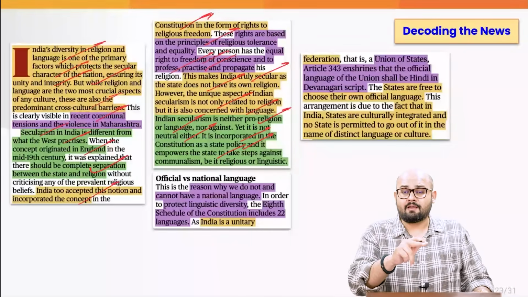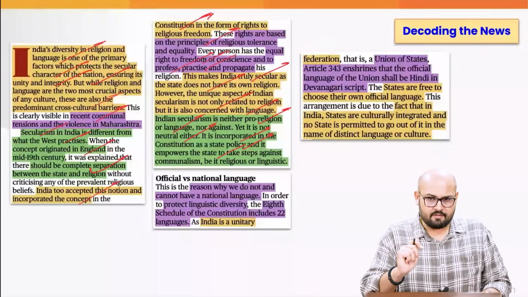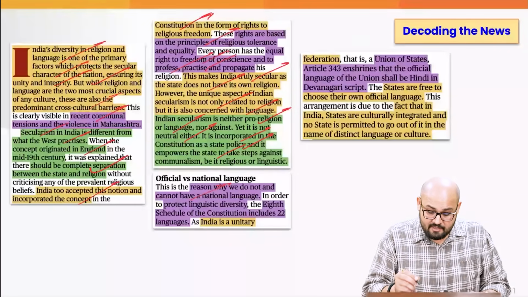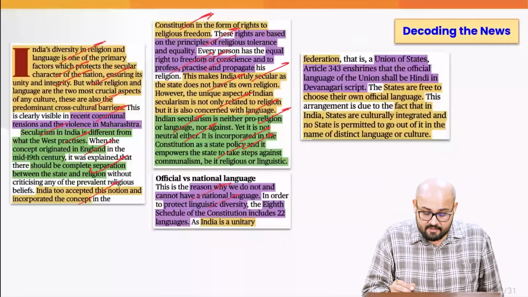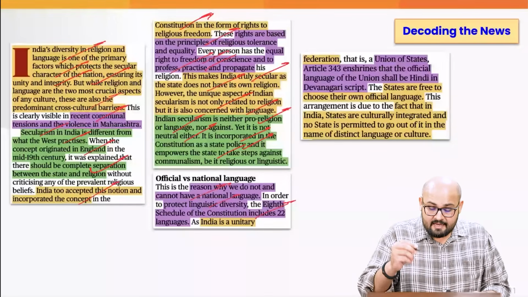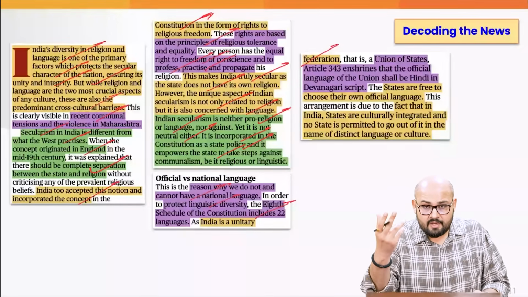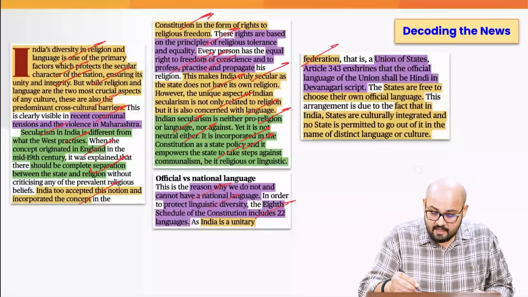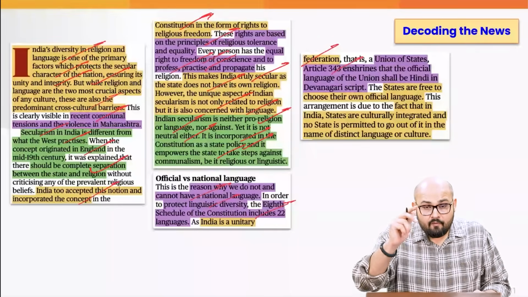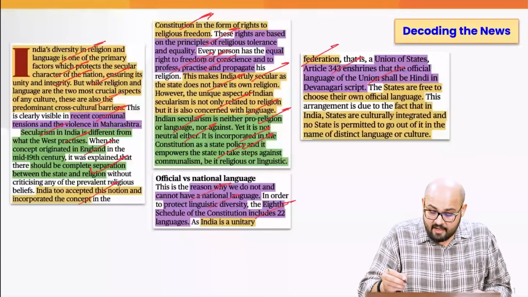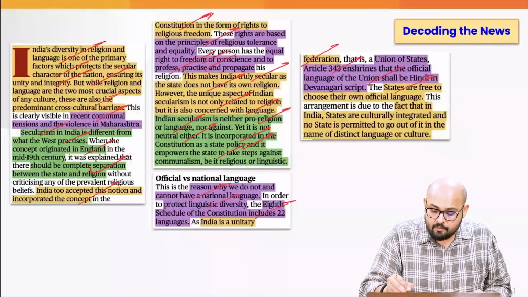We have official language, but there is no national language. This is what you have to understand. This is the reason why we do not have or cannot have a national language. In order to protect the linguistic diversity, we have the 8th schedule of the constitution, which includes 22 languages. As India is a unitary federation, that is a union of states. Article 1 itself says India, that is Bharat, shall be a union of states. Article 343 enshrines that the official language, not the national language, of the union shall be Hindi in Devanagari script. The states are free to choose their own official language.